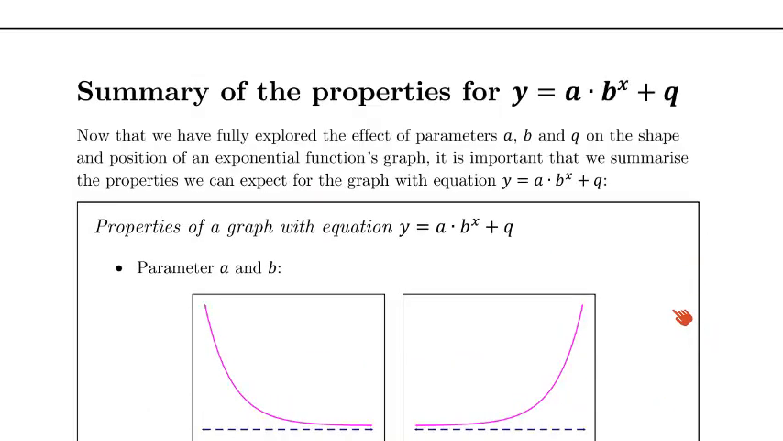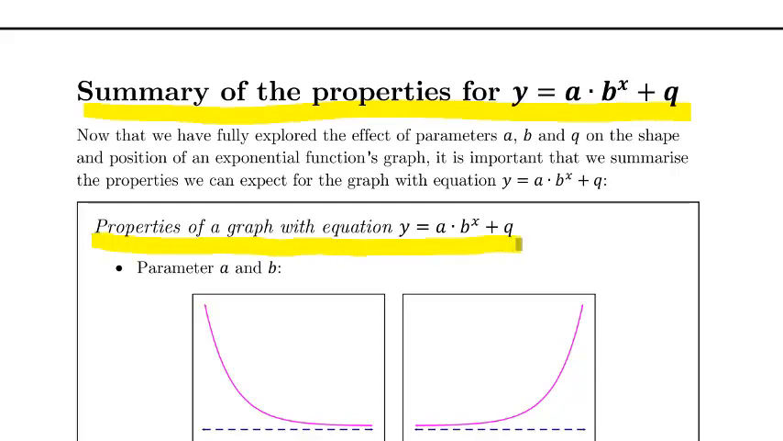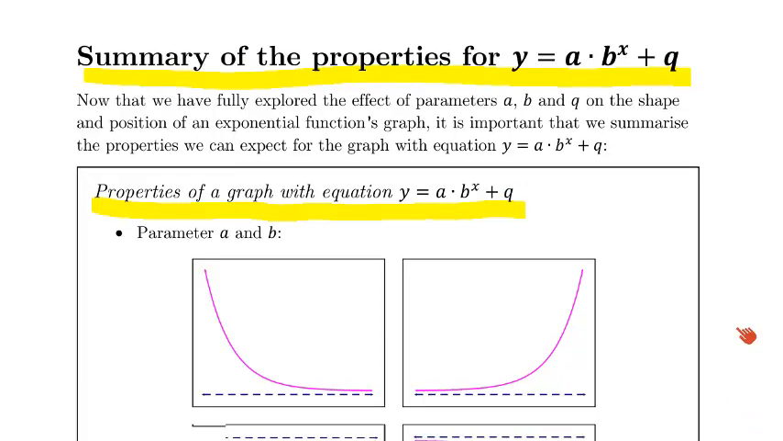So, now that we have fully explored the effect of parameters a, b, and q on the shape and position of the exponential function's graph, guys, it is important that we summarize the properties we can expect for the graph with equation y is equal to a times b to the x plus q. So here's our overall summary. Properties of a graph with equation y is equal to a times b to the x plus q.